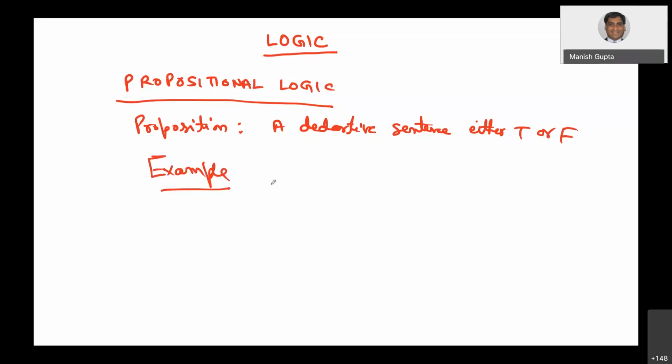Example: 2 plus 2 is equal to 3. It's a statement, right? Is it true or false? False. 1 plus 1 is equal to 2. Is it true or false? True. Very good.